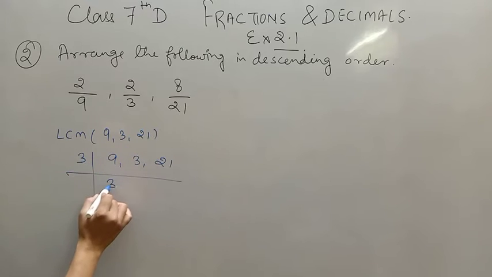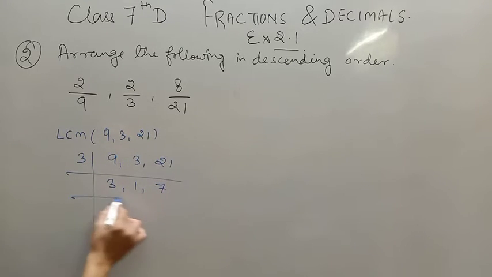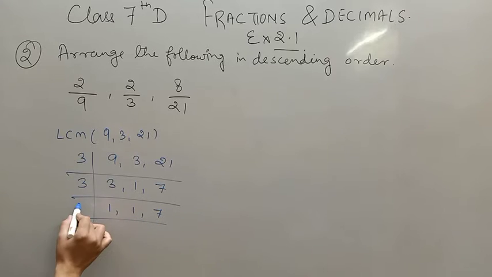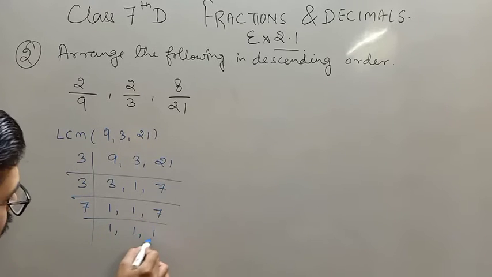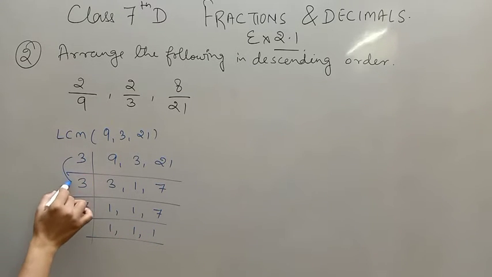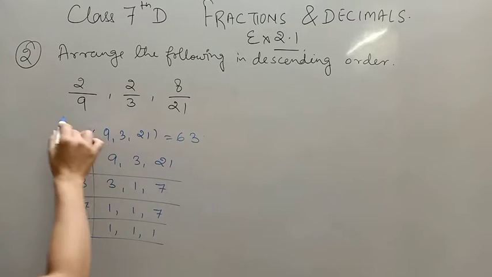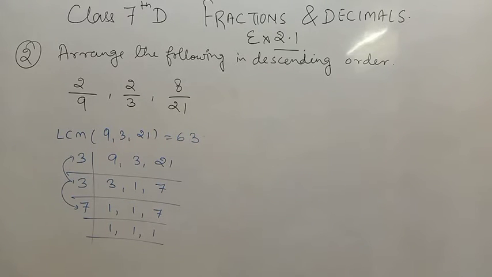3 3s are 9, 3 1s are 3, 3 7s are 21, 3 1s are 1, 7 1s are 7. So 3 3s are 9, 9 7s are 63. So the LCM is equal to 63. That means you just need to make the denominator 63.